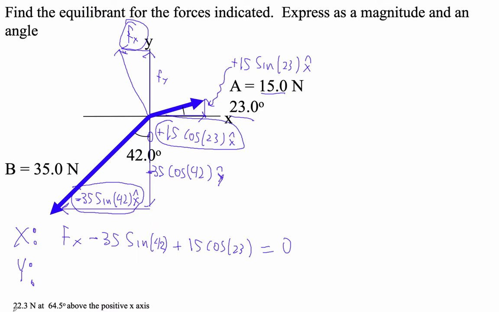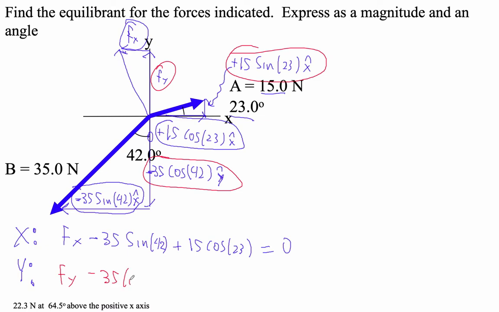So then let's do our y component here. I'm going to do that in pen color. Let's try red pen. So here are our y components here, and here, and then this guy. So we're going to have Fy, and then minus 35 cos 42. It's cos because it's adjacent. Okay, and then plus 15 sine 23, and that equals 0. So now we're set. Now we can solve this. Okay, so let's do math.